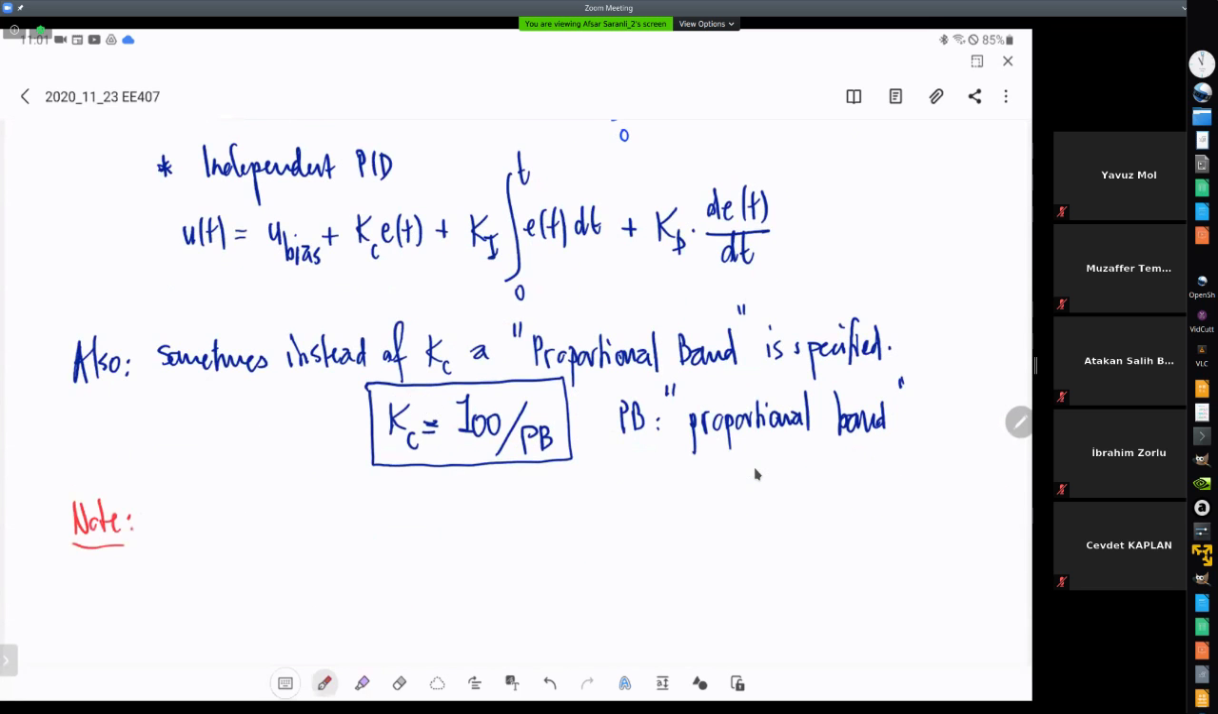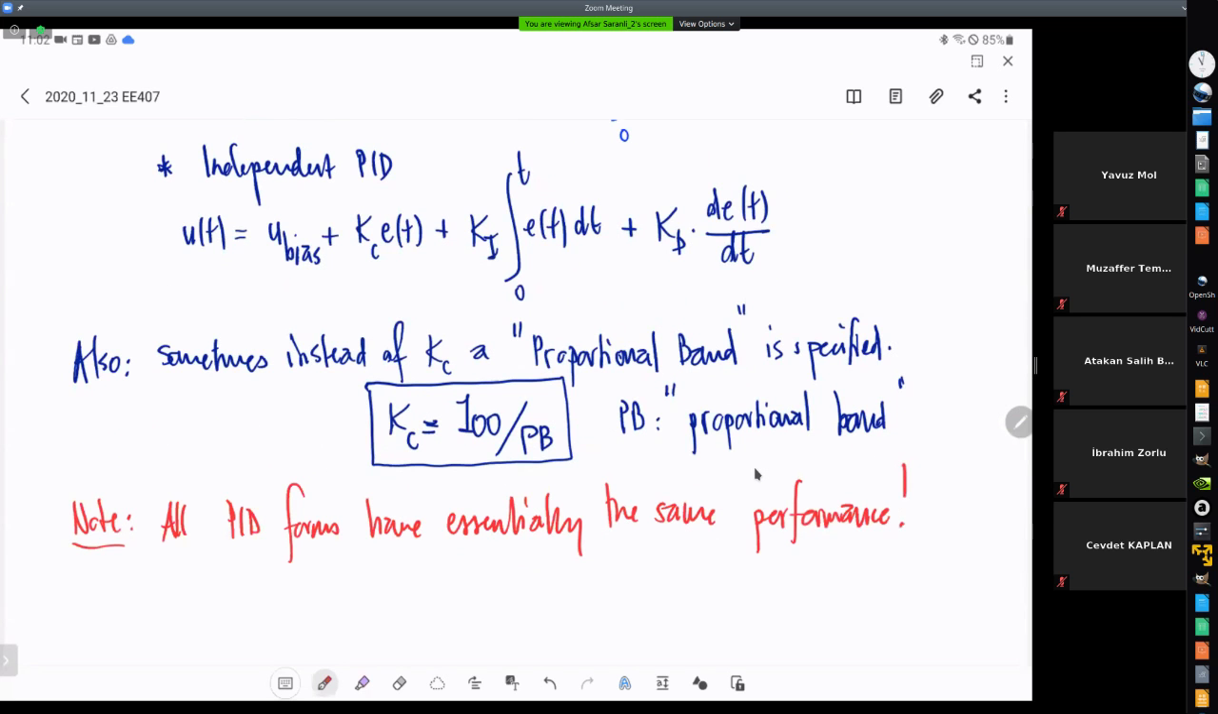all PID forms have essentially the same performance. So we are not talking about a different type of controller. We are just talking about a different parameterization of the same controller. So the names of the parameters change, but essentially it's the same type of controller.